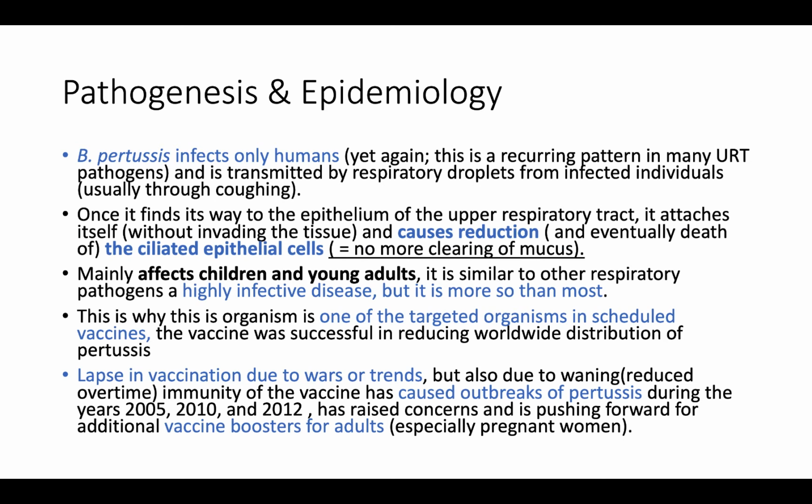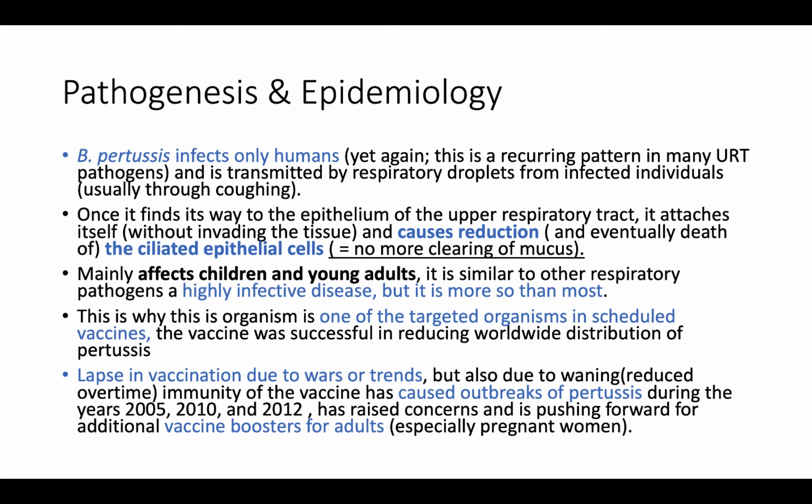It spreads by respiratory droplets again. Once it finds its way to the epithelium of the upper respiratory tract, it attaches itself and, without invading the tissue, causes a reduction and eventually death of the ciliated epithelial cells. So at this point the cilia that move stop moving, and the cells on the top layer of cells will die. So now you have lost your ability to clear mucus.